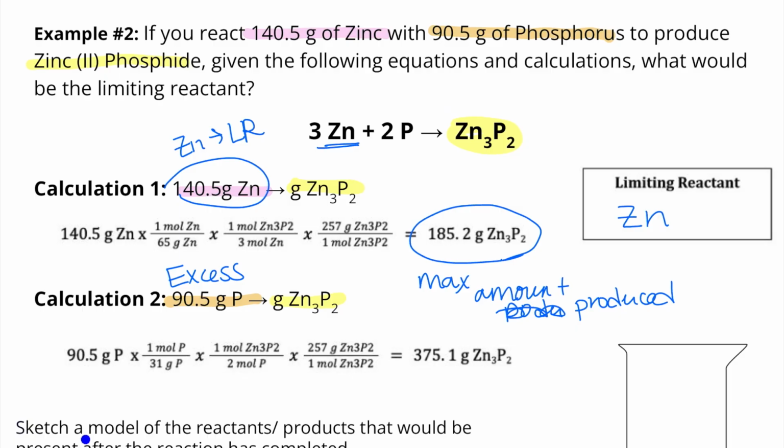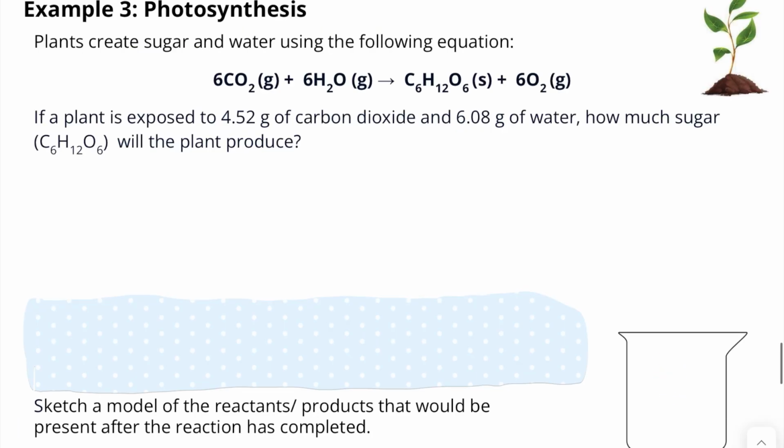If we want to sketch a model of what would be present after the reaction is completed, we don't have states of matter or colors for these, but that's okay. Zinc phosphide is our product, so we would definitely have in our beaker our product, zinc phosphide, and we would have whatever is excess. We would also have just phosphorus in there. We are not going to see any zinc because all the zinc got used up and limited our reaction.